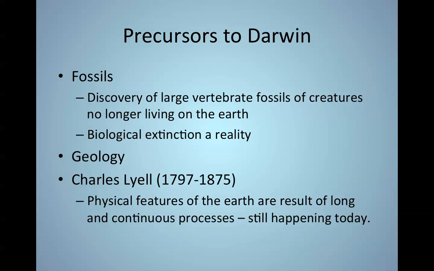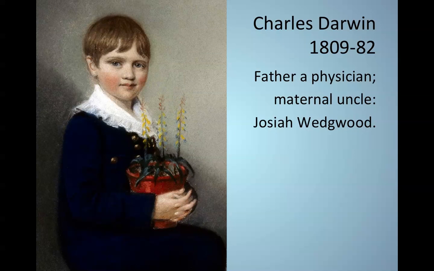Other things to consider: geology. We get Charles Lyell, very famous philosopher and scientist, who begins the work of trying to understand the Earth. He suggests, or he argues, physical features of the Earth are a result of long and continuous processes. Some of these processes are still happening today. So, earthquakes, volcanoes, these are processes that continue to change the face of the Earth, continue to shape the Earth. And these have been going on for a very long time. So the first studies of geology start to postulate how old the Earth might be.